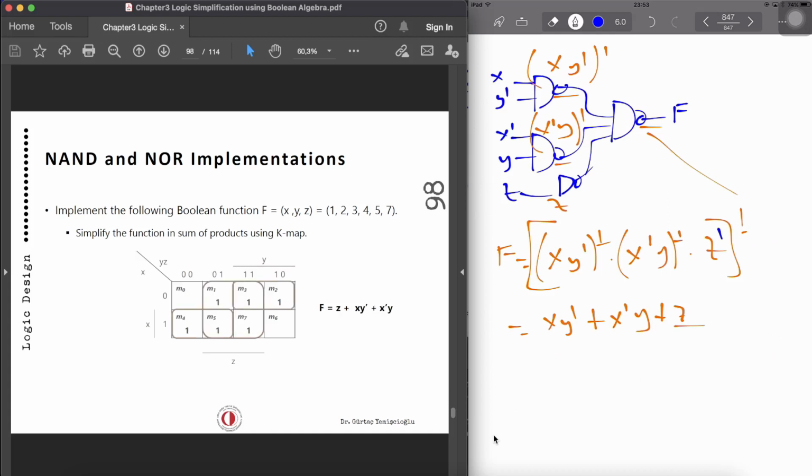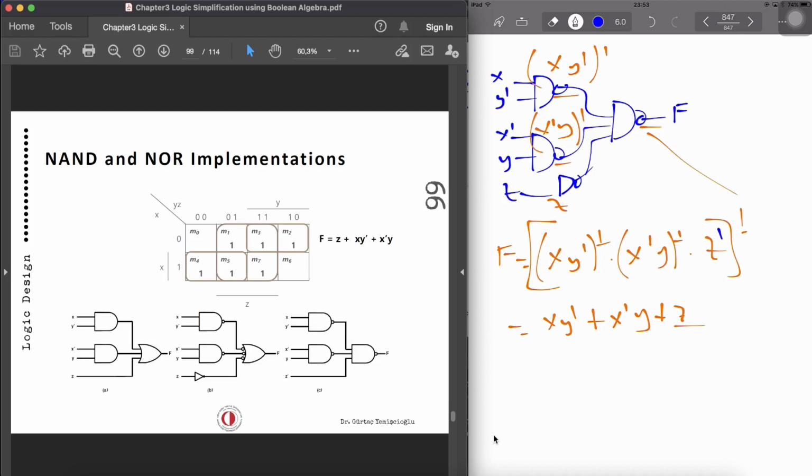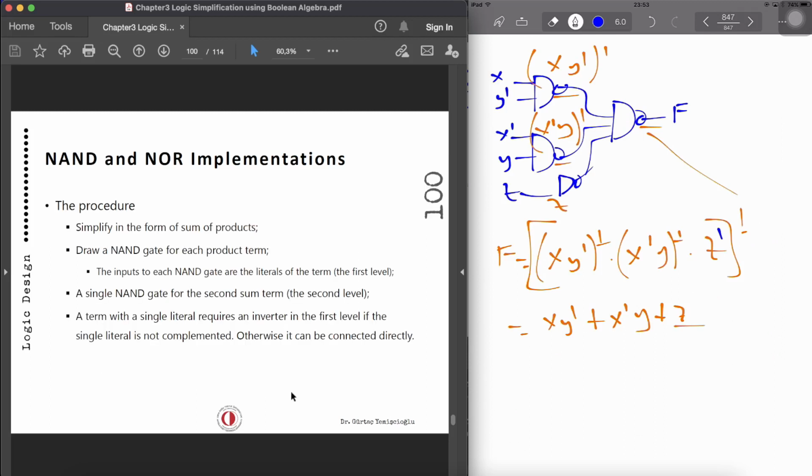So the K-maps and the implementations. Now over here, Z prime is used rather than an inverter. That's also acceptable if you are doing this while you are feeding in an inverted version. So the procedure is: simplify like we have done in the form of sum of products, and draw a NAND gate for each product term.